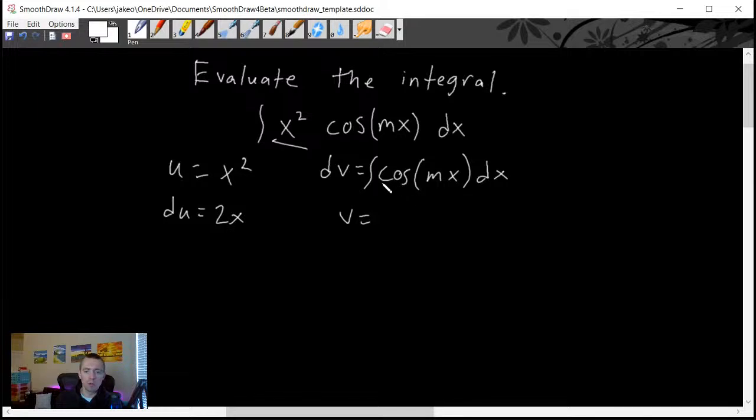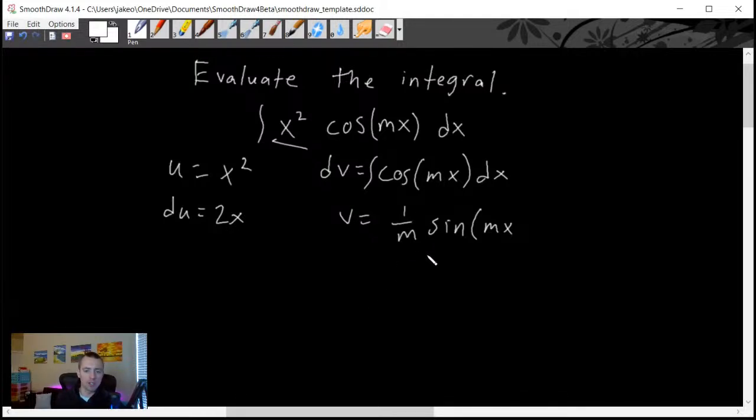If you do that, what you're going to find is the integral of cosine of some constant times x is going to be sine of mx times 1 over m.